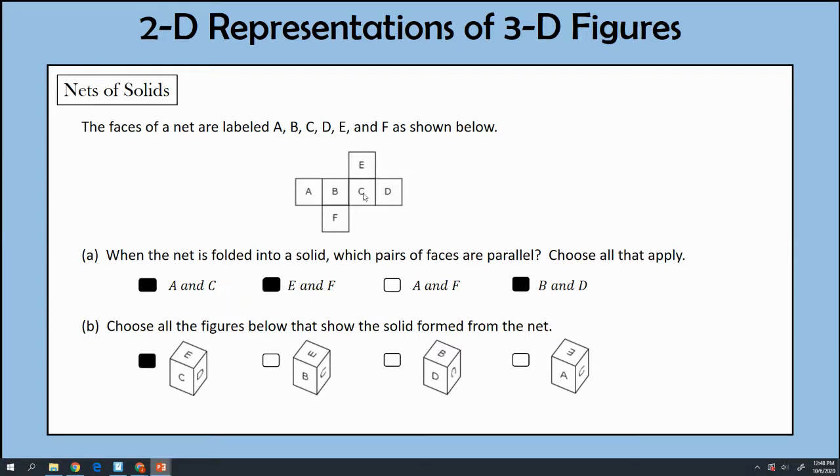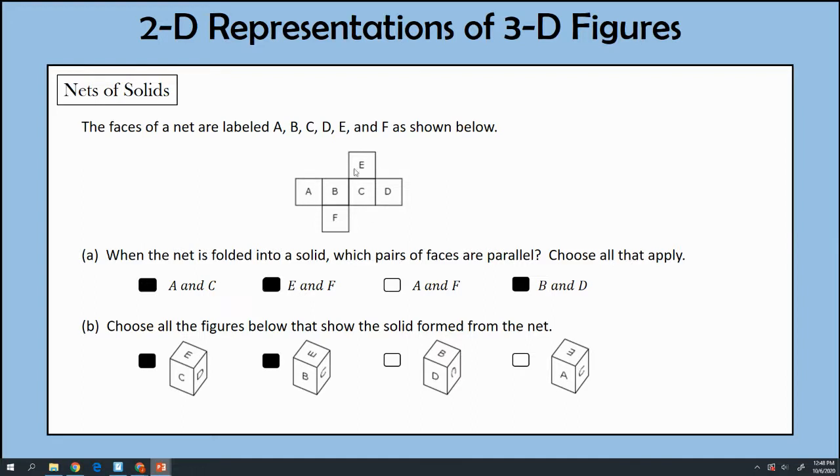Okay, so if you fold C up and E down, E and B share this edge, B and C share an edge, E and C share an edge. That's a good one. BDC. Well, B and D should be parallel to each other. And if they're parallel, then they can't look like this. So that's no good.